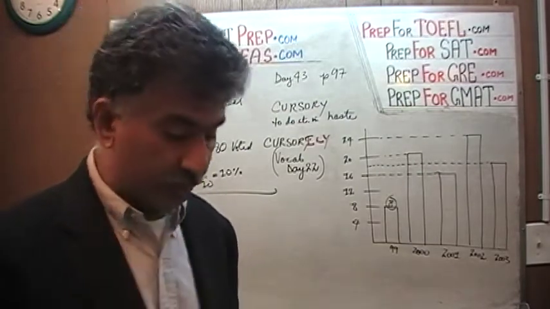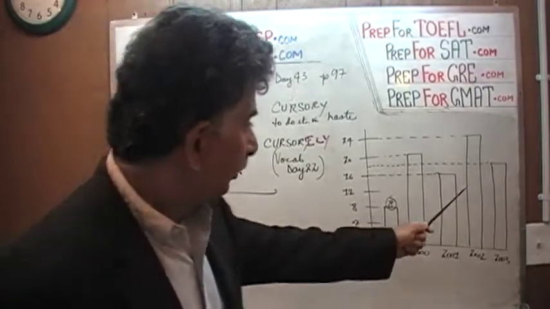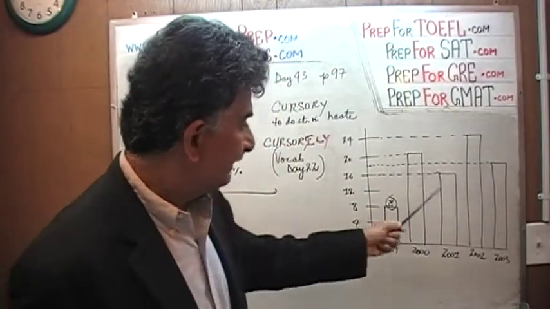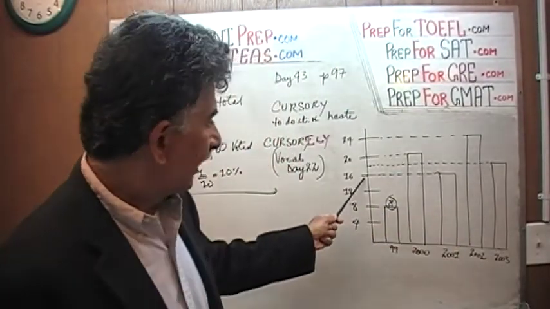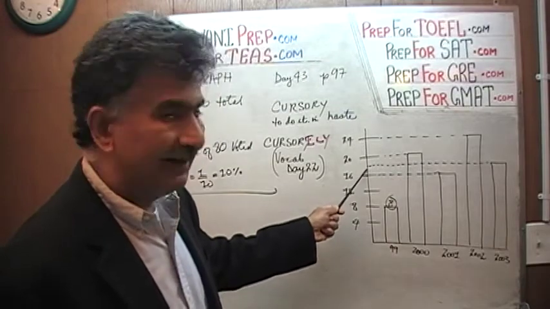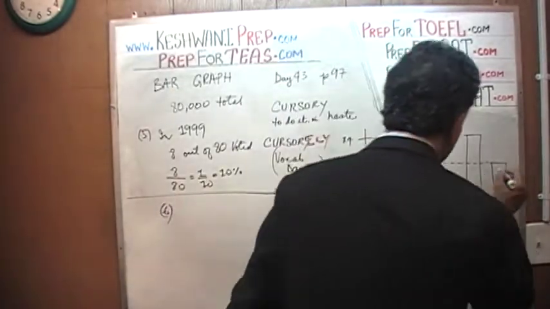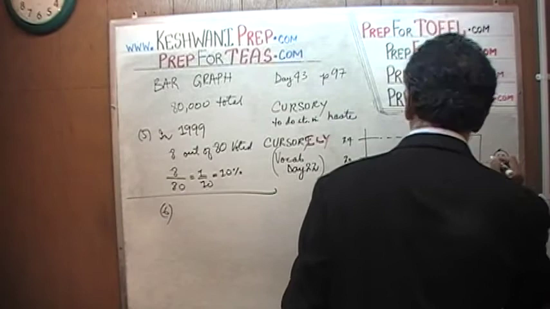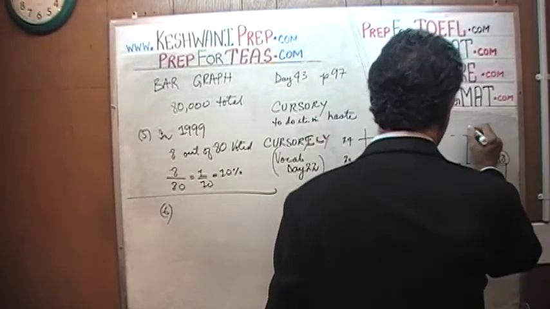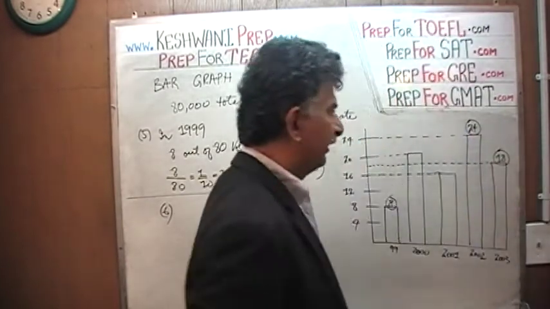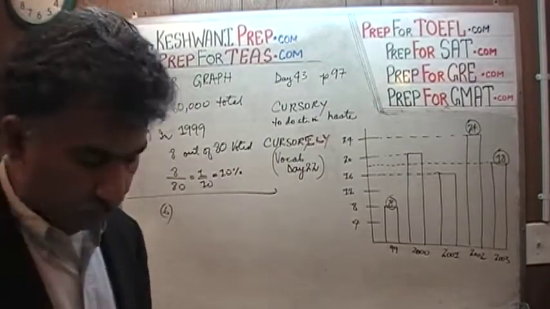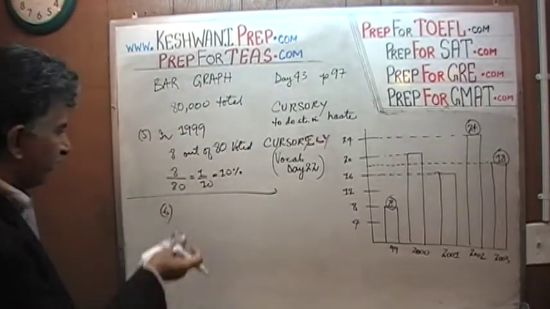There you go. I told you there is going to be something about 2003, because 2003 is the odd guy out. It falls neither at 16 nor at 20, it falls at 18. 2003 is 18 and 2002 is 24. So they are asking us for the percentage change from 2002 to 2003. Let me start fresh because this is too simple.